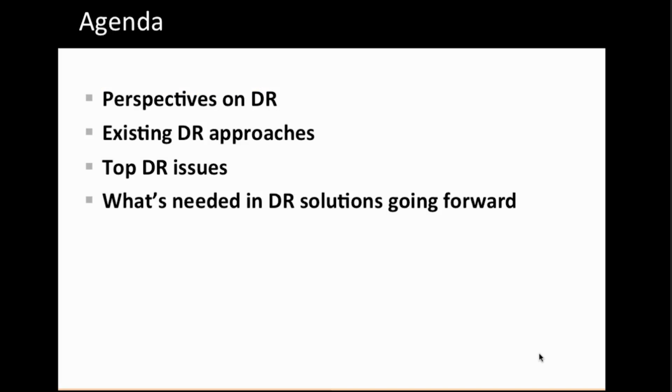So today I'd like to cover 4 different areas, again setting the context for the discussion that follows. I'm going to start with a few of my own perspectives on DR today. And then next, we'll compare and assess 2 major categories of existing DR approaches to kind of see the state of where we're at right now, both the good things and the not so good things.